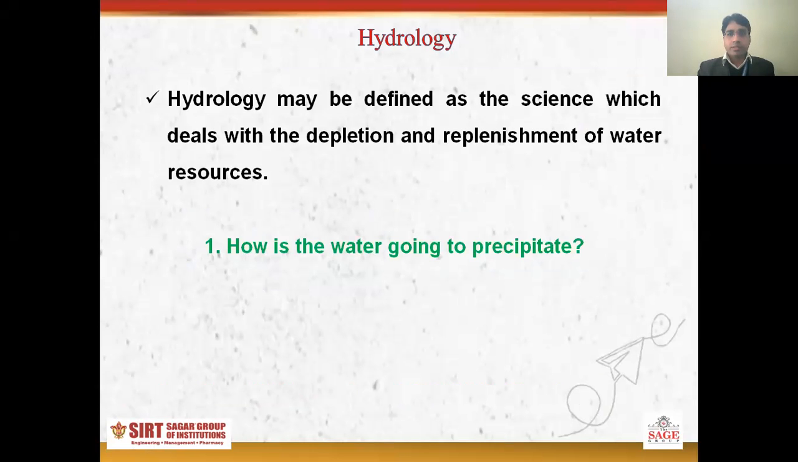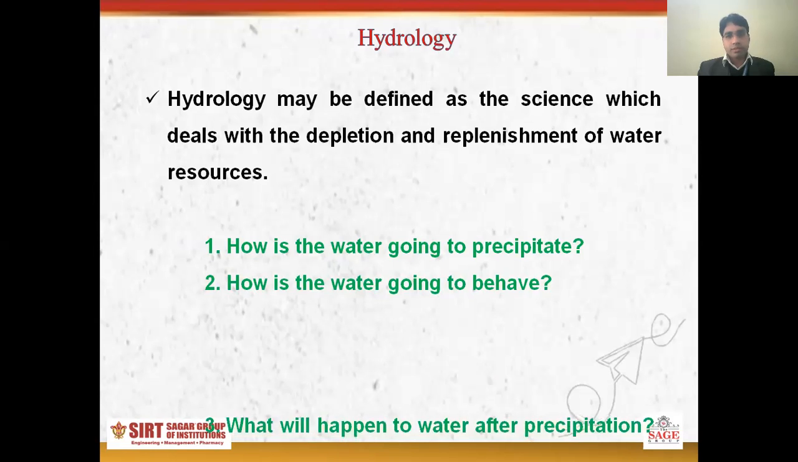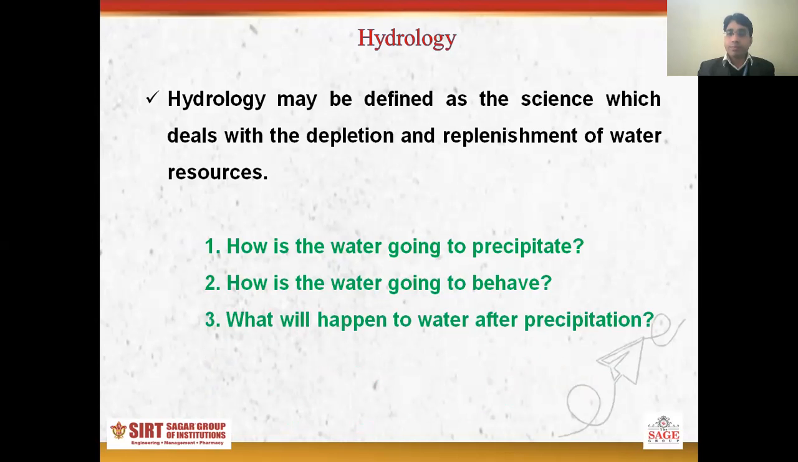Hydrology aims at answering the following major questions. Number one, how is the water going to precipitate? Precipitate, or we can say rainfall. How is the water going to behave? And what will happen to water after the precipitation? So these are the three questions which hydrology will answer.